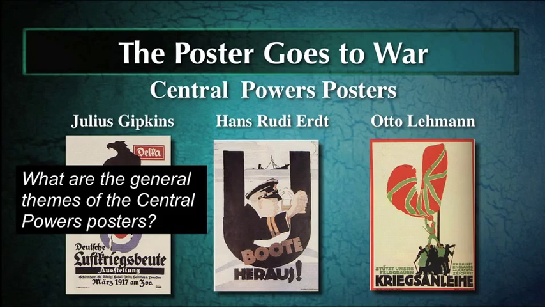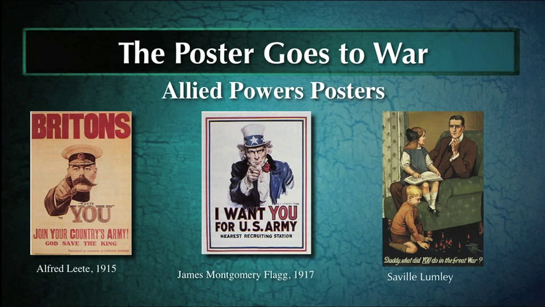In contrast, I want you to take a look at the Allied posters and also let me know what their general characteristics were. This first one here, which is a really famous one done by Alfred Leete, has a picture of Lord Horatio Kitchener, who was the British Secretary of War, saying, "I want you." In the center one, you have Uncle Sam saying, "I want you," which was done by James Montgomery Flagg. Flagg actually based his depiction of Uncle Sam on Alfred Leete's depiction of Lord Kitchener. But the poster done by Flagg became the most widely reproduced poster in history.